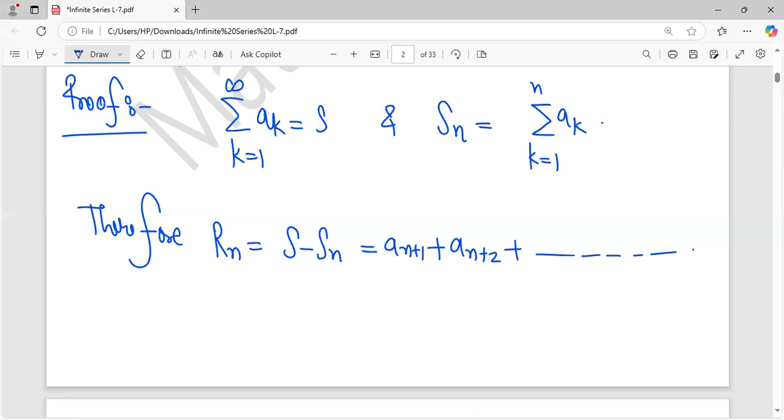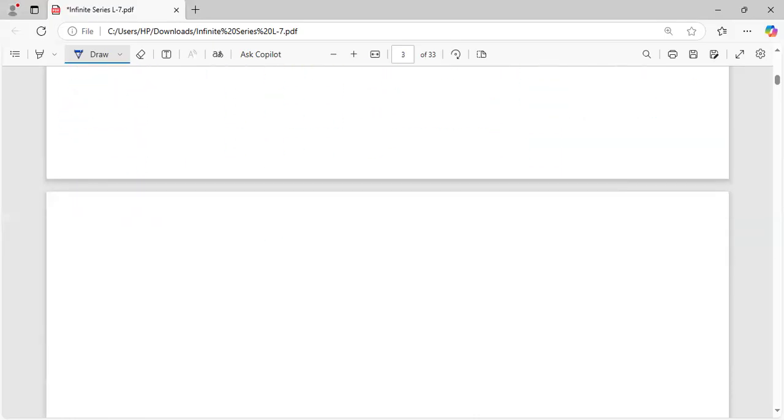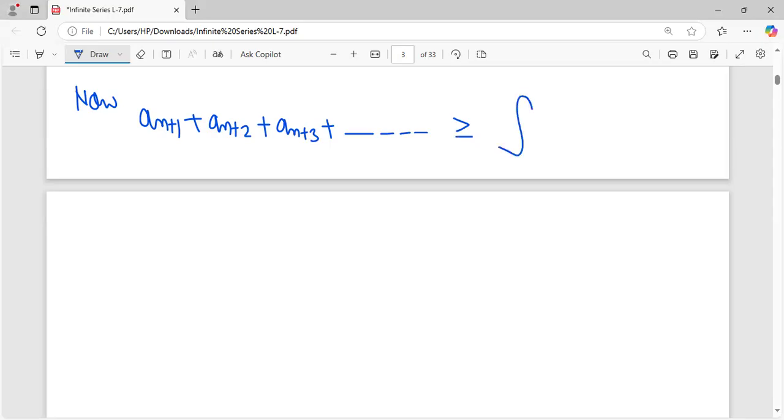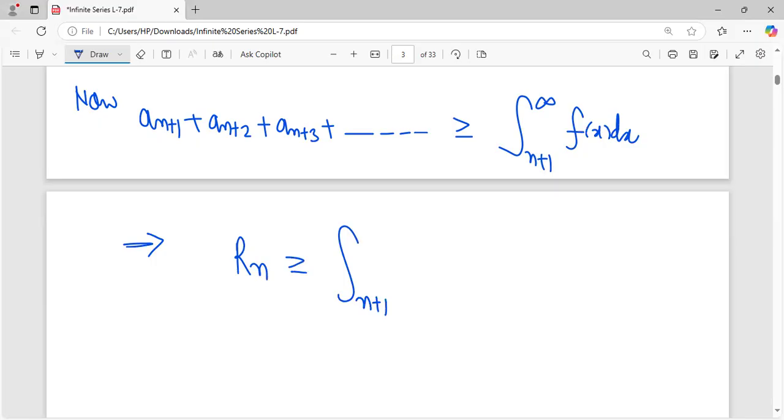Now, what is a_(n+1) plus a_(n+2) plus a_(n+3) and continuing in this way? This is always greater than integral from n plus 1 to infinity f(x) dx. So this implies R_n is greater than integral from n plus 1 to infinity f(x) dx. Let's say this is 1. So why is this inequality happening?